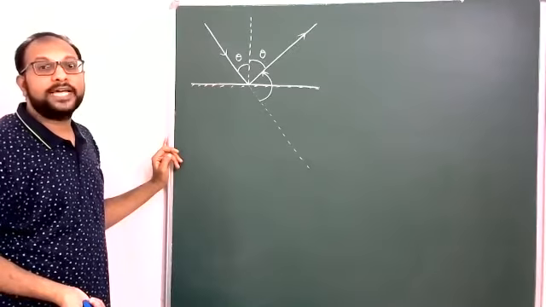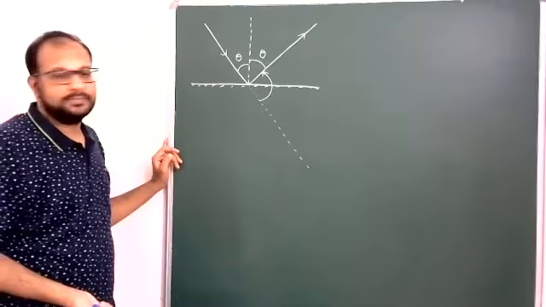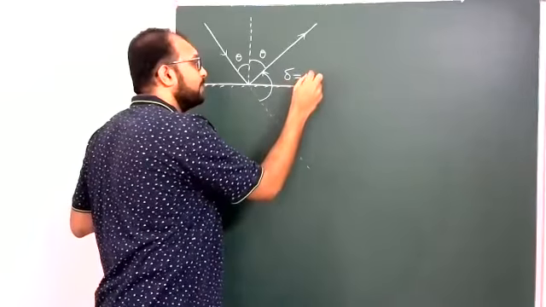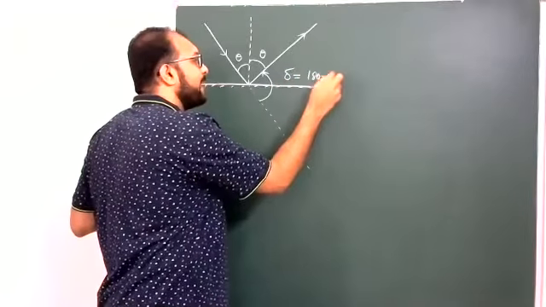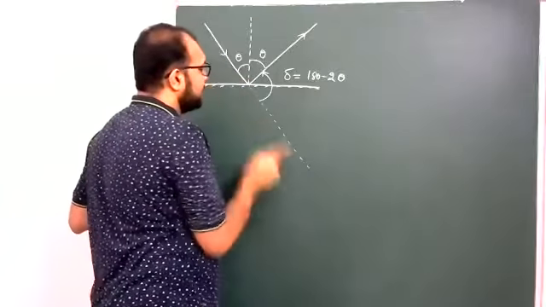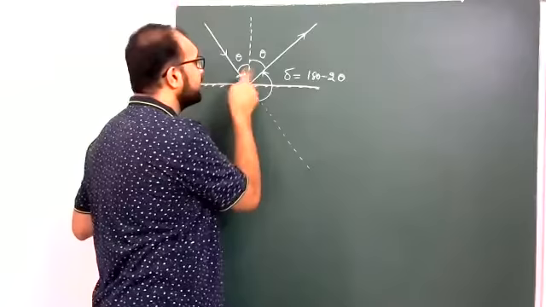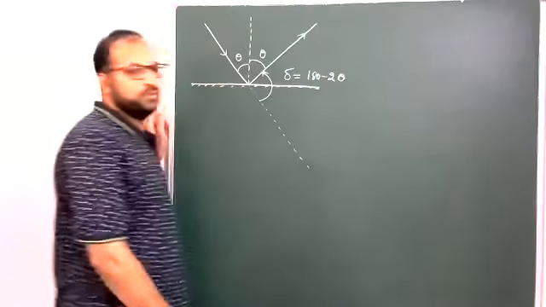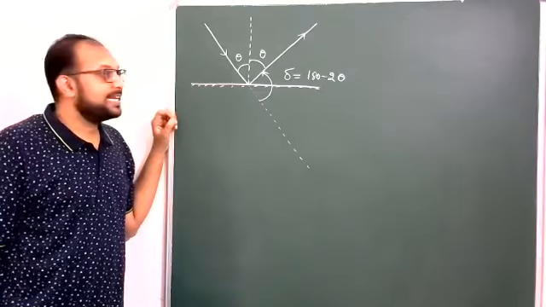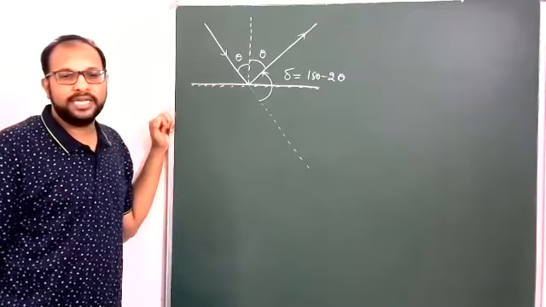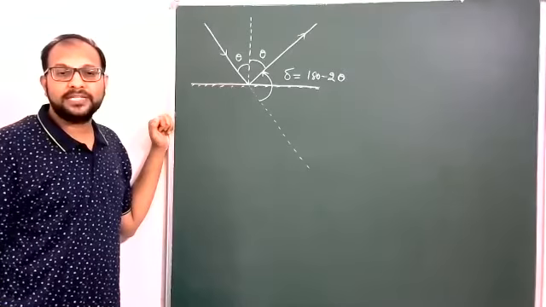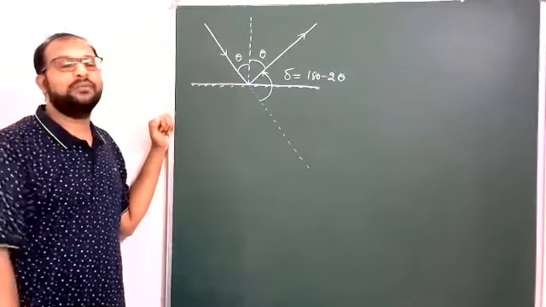Deviation is in the counterclockwise direction. That is, the deviation delta equals 180 minus 2 theta. See now, this is a straight line, 180, but already 2 theta is over. That's why 180 minus 2 theta. Here the angle of deviation is 180 minus 2 theta, but in the counterclockwise direction.